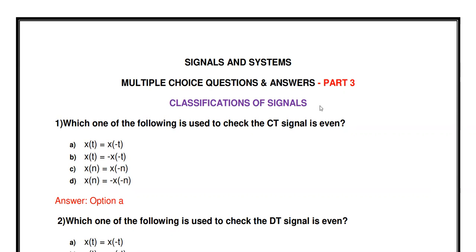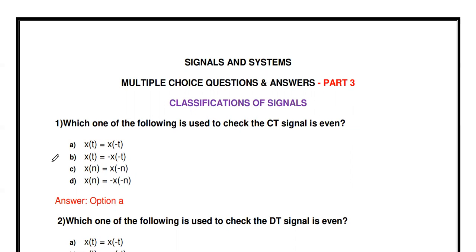Today we are going to discuss the multiple choice questions and answers from the part on classification of signals, especially even and odd signals, and deterministic and random signals. In the previous two videos, we discussed the MCQs from the first part, standard signals, and the second part, classification of signals, that is periodic and non-periodic and energy and power signals. So today in this video, we are going to discuss questions related to even and odd signals and deterministic and random signals.